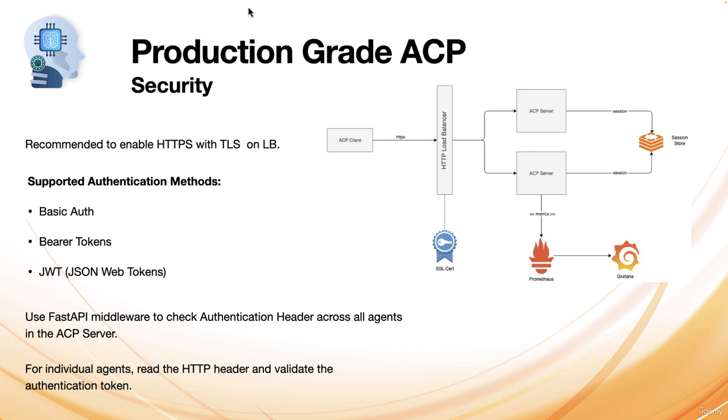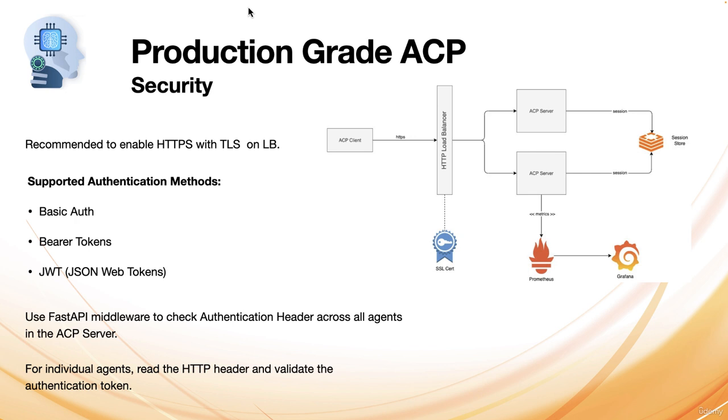As you already know, in a production environment, your ACP servers and ACP clients will be deployed on two different infrastructures. And therefore, the communication between ACP client and ACP server will be over the internet. Because of that, we have to secure that communication channel and encrypt the network traffic. ACP is built upon standard HTTP protocol and therefore it supports HTTPS and TLS.